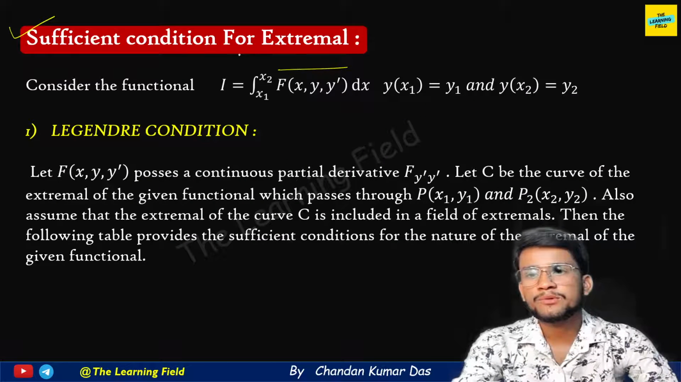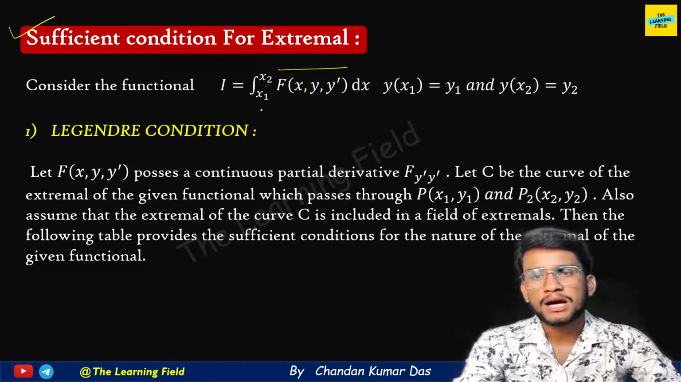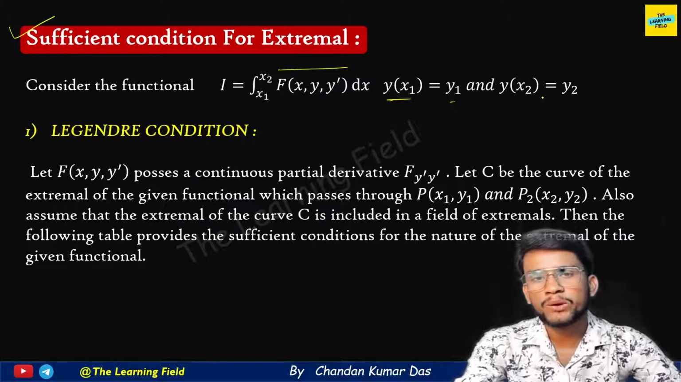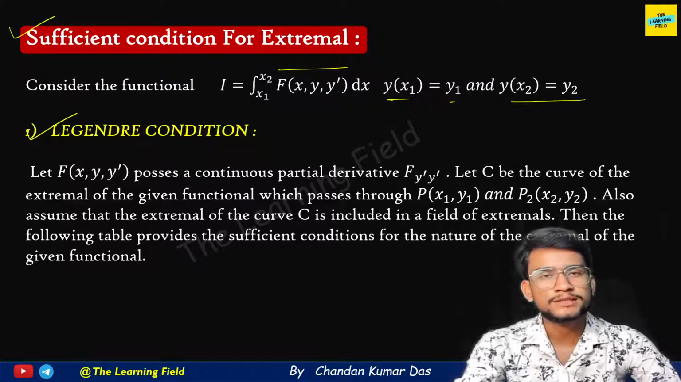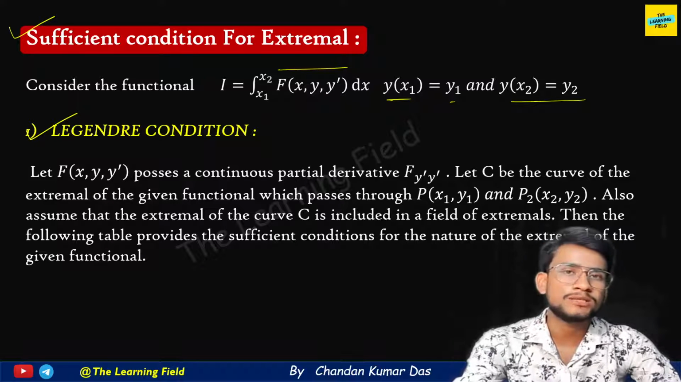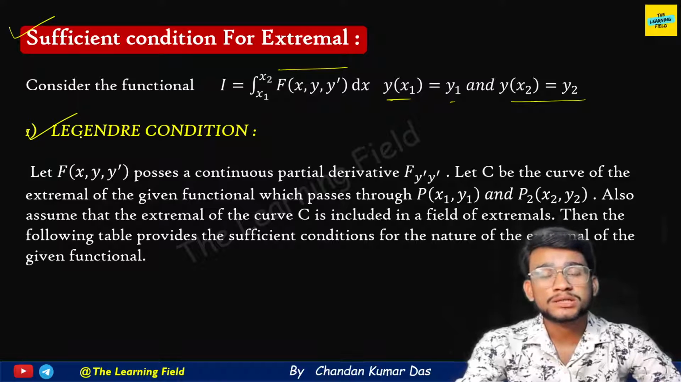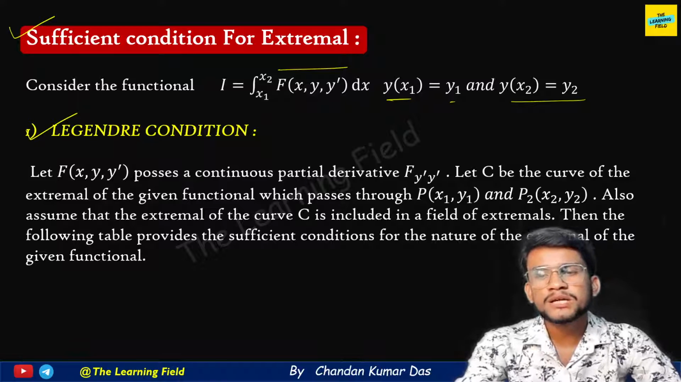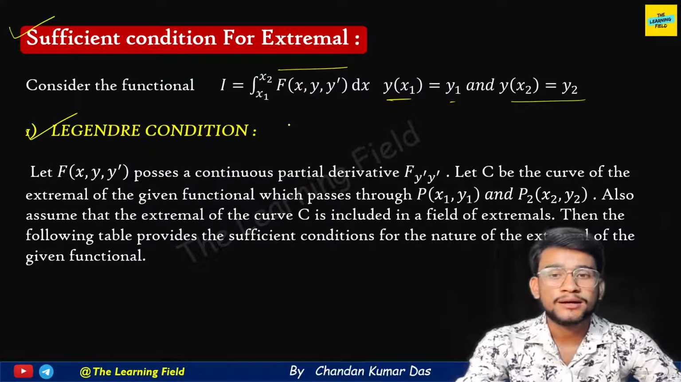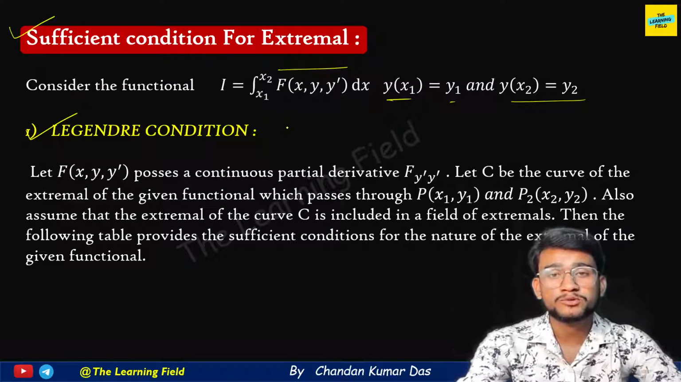So, sufficient condition for an extremal. Consider the functional I equal to the integral from x1 to x2 of f(x, y, y') dx, with y(x1) equal to y1 and y(x2) equal to y2. Now it comes to the Legendre condition. There are mainly two conditions we read: one is the Legendre condition and the second one is the Weierstrass condition. But the Weierstrass condition is the more general condition. And I can say that in the case of problems, if you apply the Weierstrass condition, then you can do the problem more perfectly.